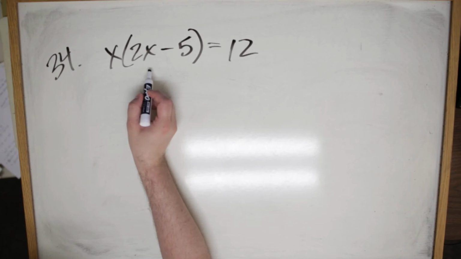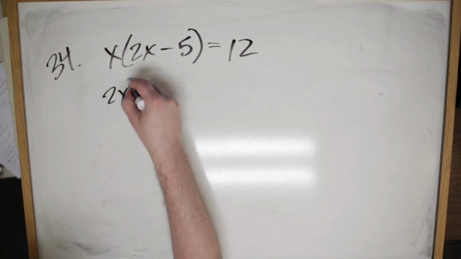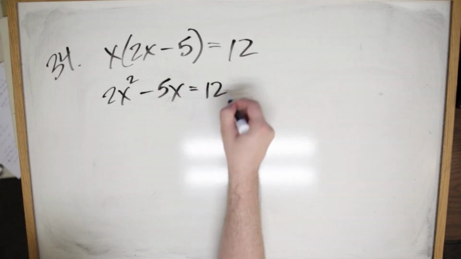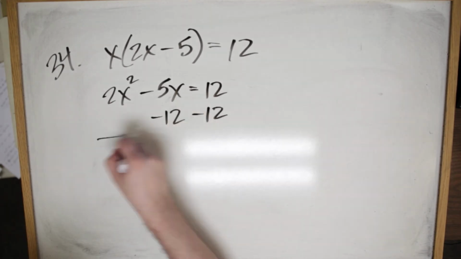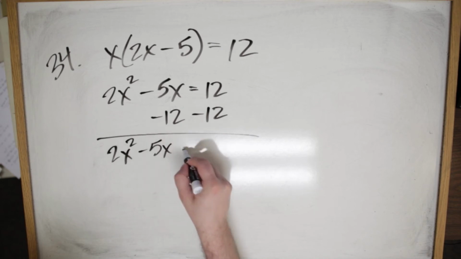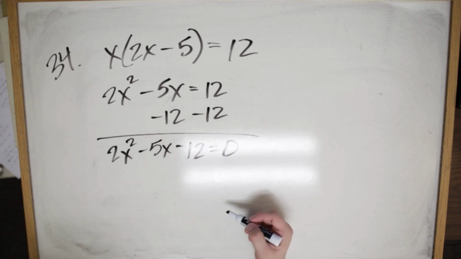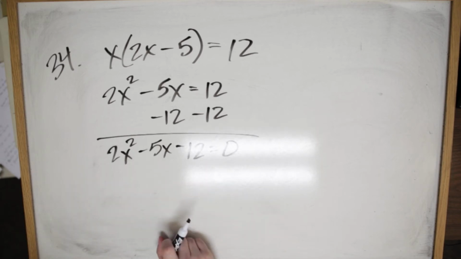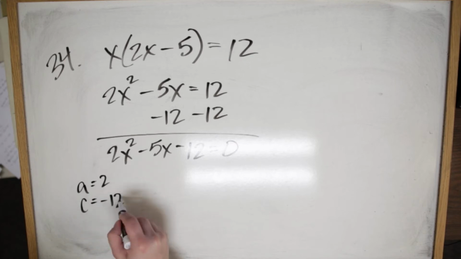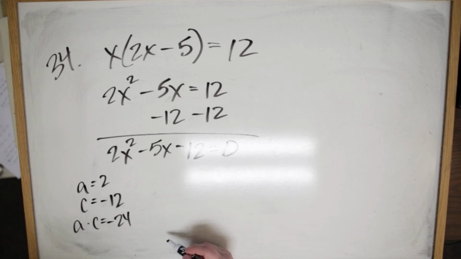So let's multiply this all out on the left. This is going to be 2x squared minus 5x is equal to 12. Subtract 12 from both sides. You get 2x squared minus 5x minus 12 is equal to 0. Two sections ago, do you remember we had situations like this? So a is equal to 2, c is equal to minus 12. That means a times c is equal to minus 24.